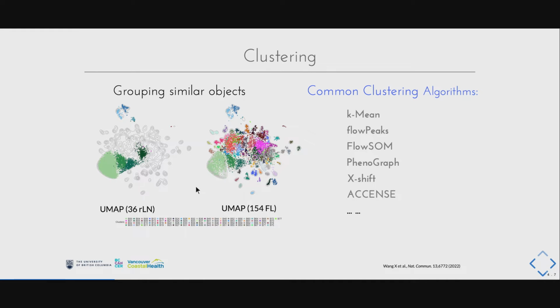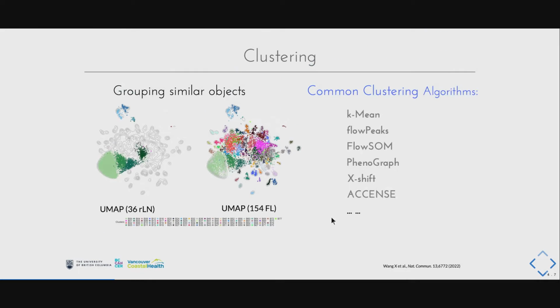But with the help of a clustering algorithm, you can group these cells into 38 different cell subgroups based on all the information from the 38-dimensional space. The common clustering algorithms include k-means, FlowPeaks, FlowSOM, and PhenoGraph. Recently, I think FlowSOM and PhenoGraph are really popular among the algorithms we use for clustering flow cytometry data.